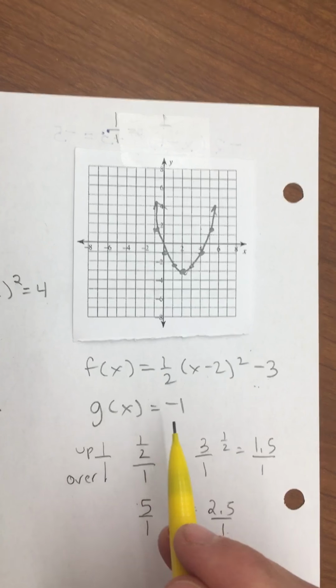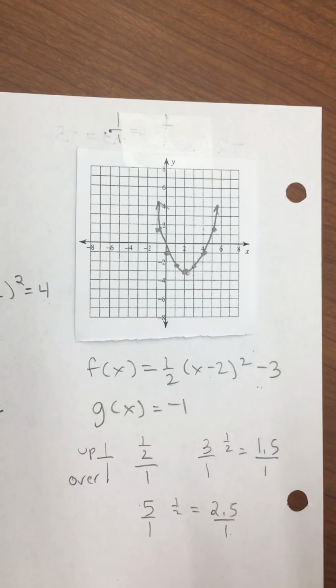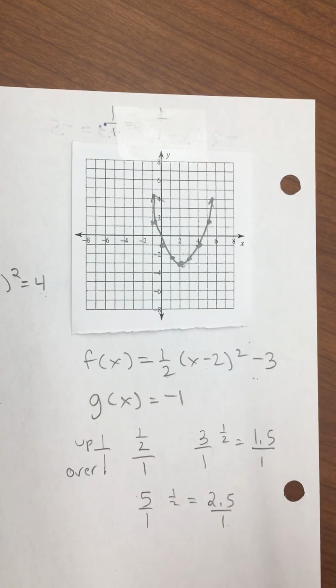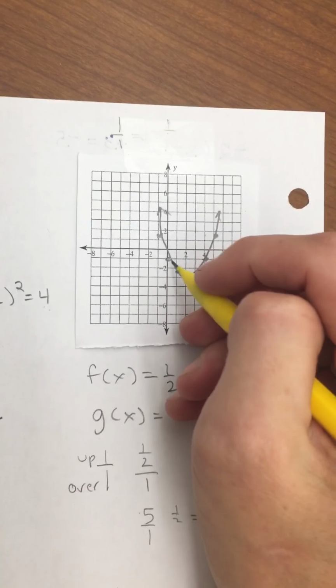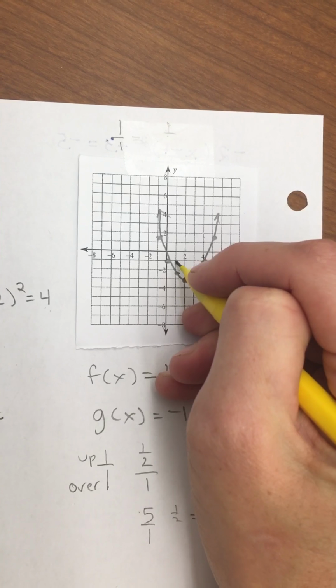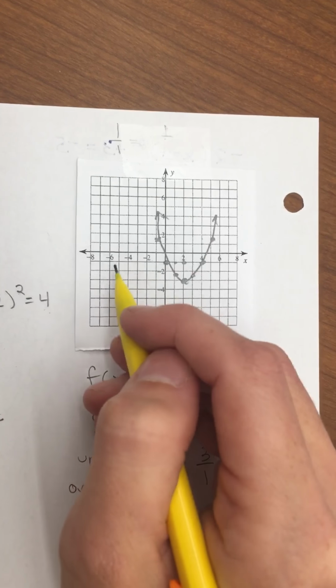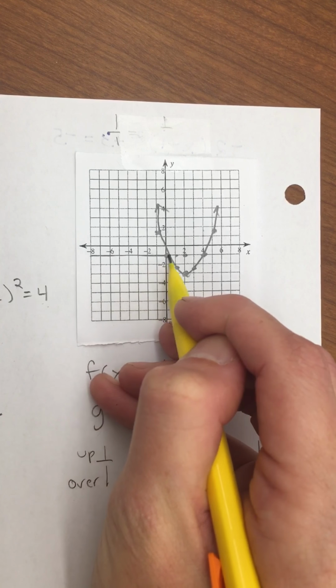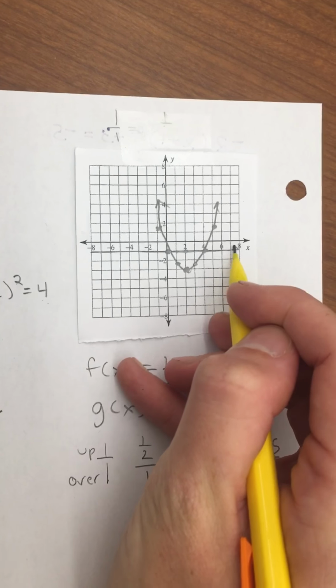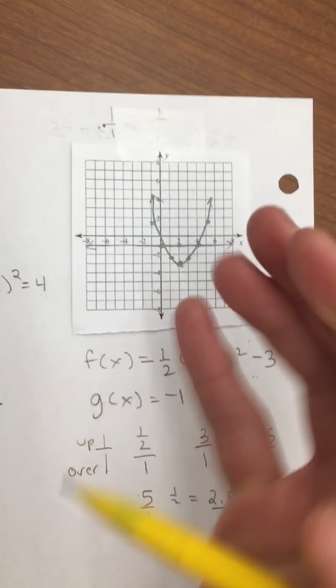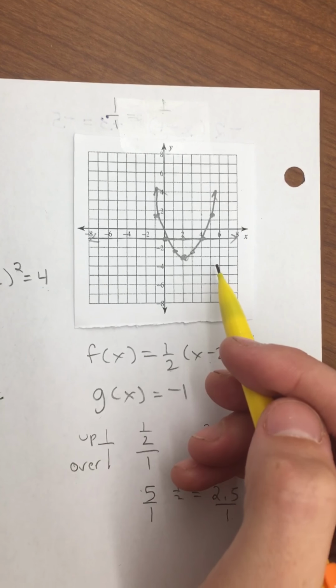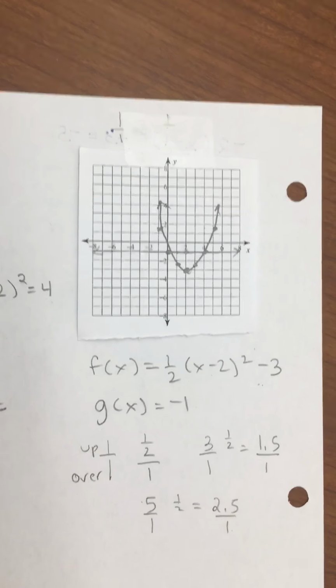This is basically saying that all of the points that I'm graphing have a y value of -1. So here's a y value of -1, here's a y value of -1, here's a y value of -1. Any point that exists inside of this horizontal line is going to have a y value, an output value, of -1.